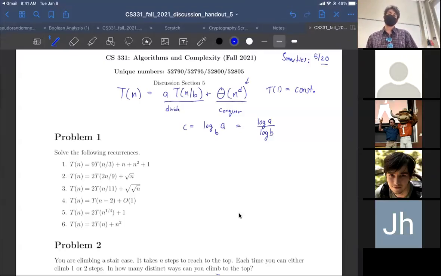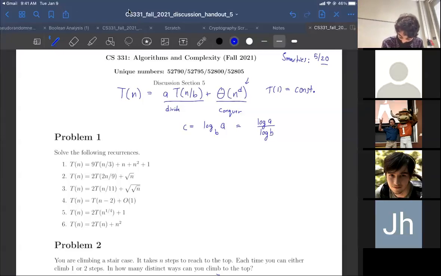So what is C in some sense? If A goes up, does C go up or down? Feel free to answer in chat. So yes, it does go up, because log is an increasing function. Now, if B goes up, does C go up or down? It goes down. So if A goes up, then C goes up. If B goes up, then C goes down.